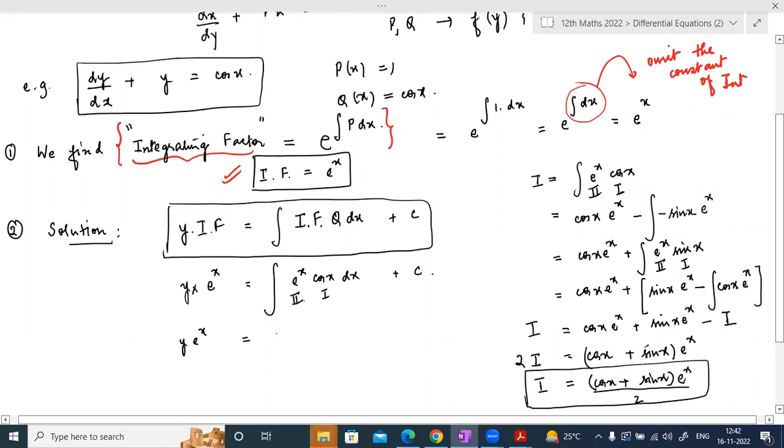So let's put the value of the integral: e to the power x, cos x plus sin x upon 2, plus c. This is our solution.